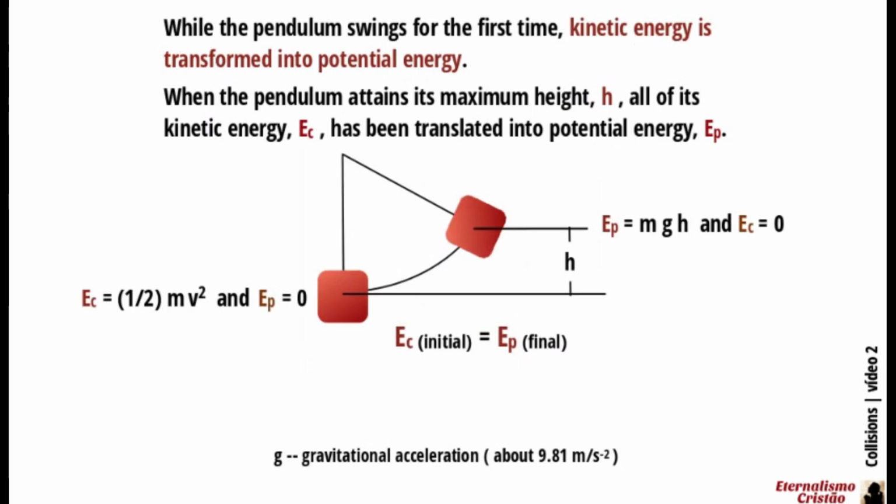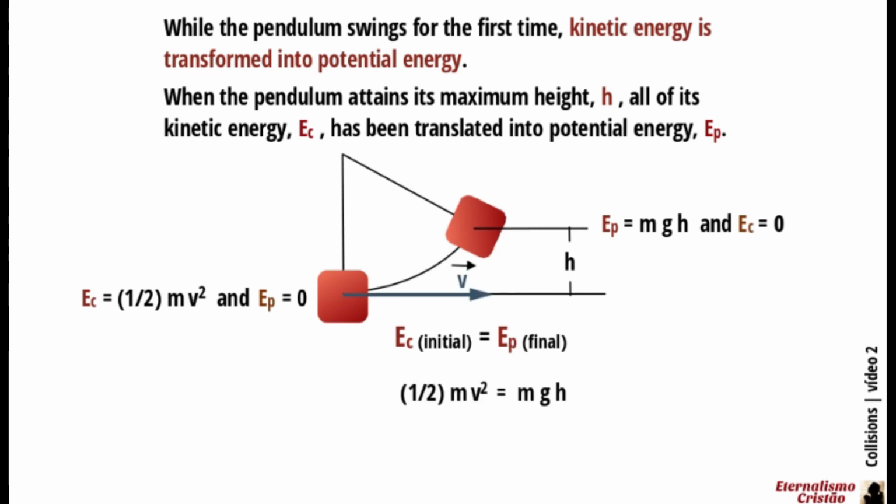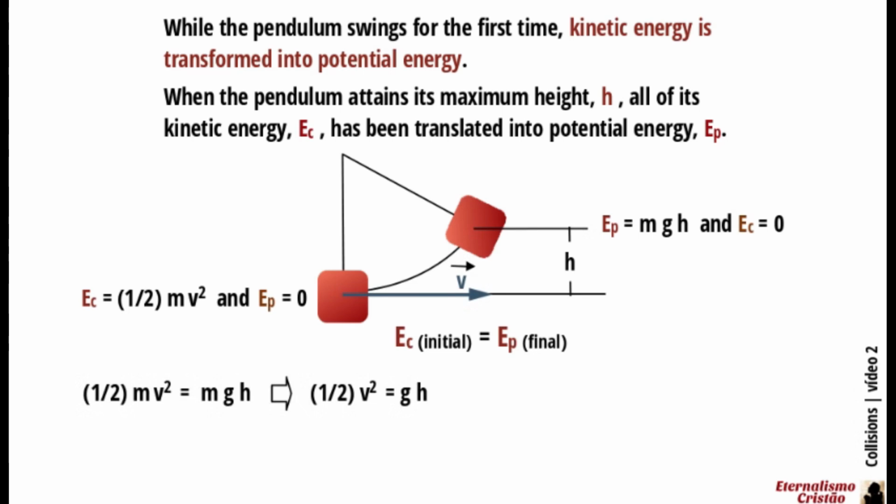While the pendulum swings for the first time, kinetic energy is transformed into potential energy. When the pendulum attains its maximum height, h, all its kinetic energy, EC, has been translated into potential energy, EP. The velocity of the pendulum after being hit by the bullet is easily related to the maximum height it attains.